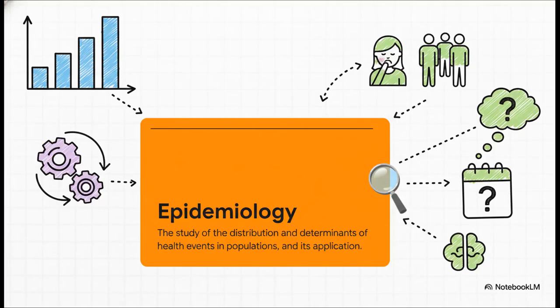Okay, so here's the formal definition, but what does it actually mean? The key thing to get here is that epidemiology isn't just about passively studying stuff. It's active. It's about figuring out the distribution, the who, where, and when, and the determinants, the why, of health issues. And then, and this is crucial, we apply that knowledge to actually control health problems.